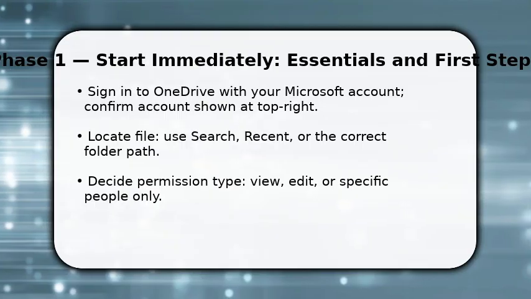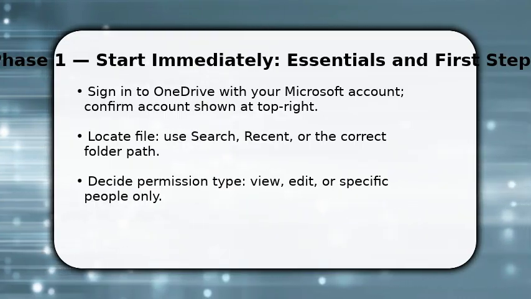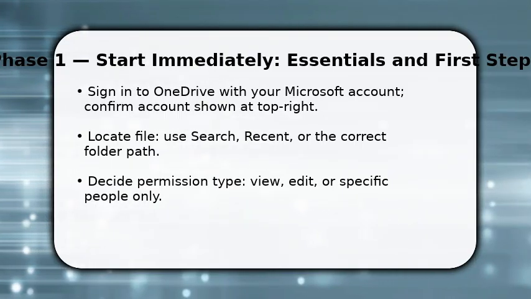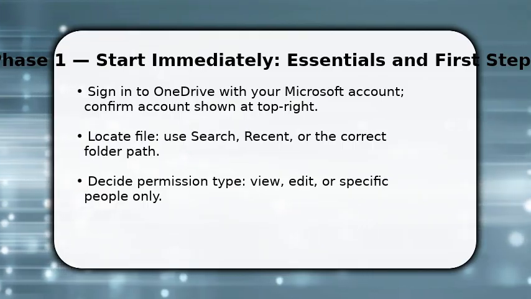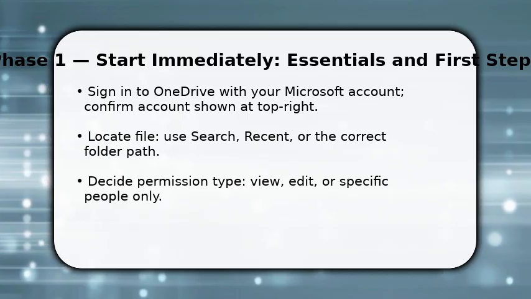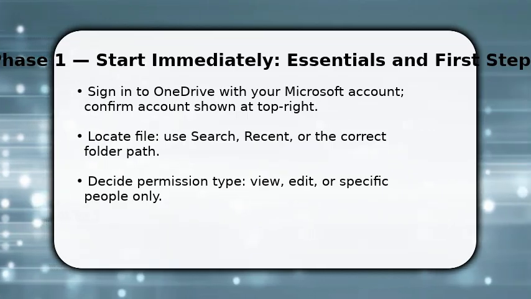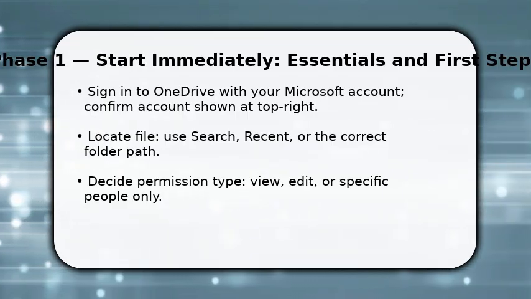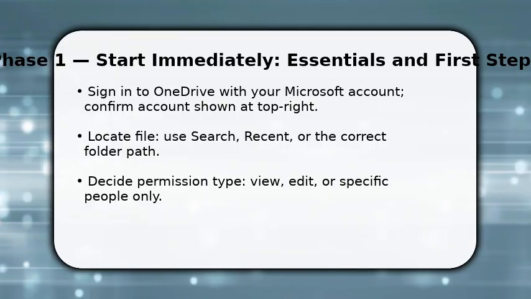Once located, decide why you're sharing. Do you want others to view, edit, or only access by invitation? This choice determines link settings and security. Now right-click the file or select it and click Share to reveal the sharing options and controls you'll use next.